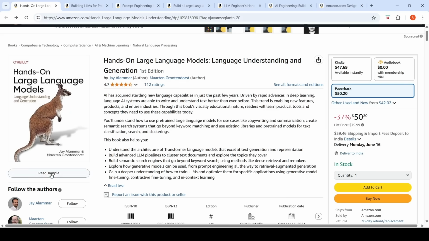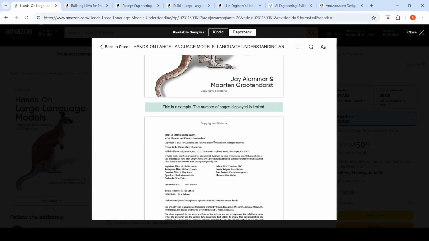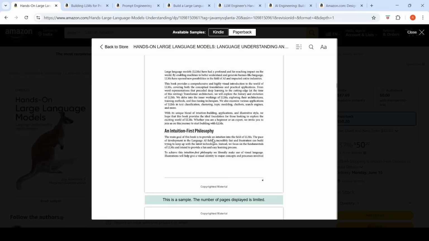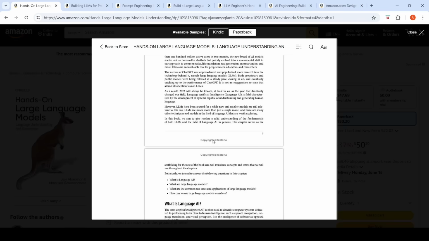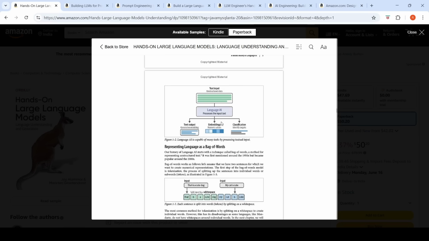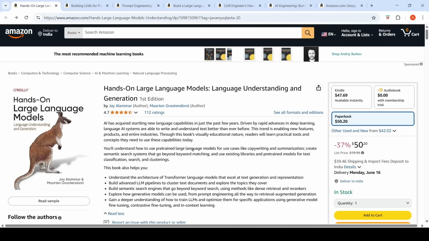This is a very visually rich book. It is very easy and intuitive to understand these topics. If you look at the chapters, you have nice visualizations on various concepts, right? J. Alammar has the illustrated transformer and a lot of other nice visualizations. So this book is an excellent book for you to learn about large language models. It also has accompanying code, which you can try out. Right, so it also gives you practical tools and concepts.